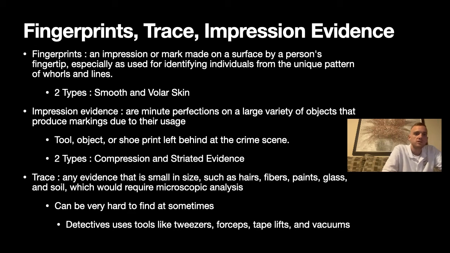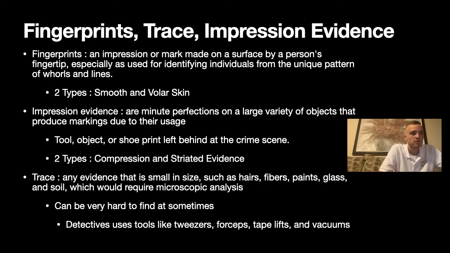Fingerprints. These are very well known to be found at crime scenes. There are two types: smooth and volar skin. Smooth would be a sample of hair, sebaceous glands, or sweat glands. And volar would be found at the bottom of your feet, the palms of your hands, or the underside of your fingers and toes.